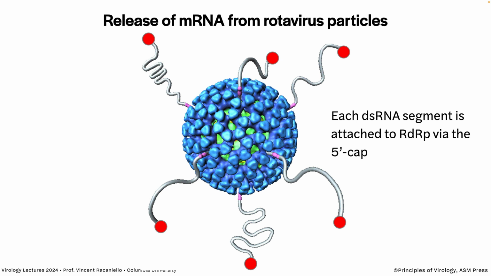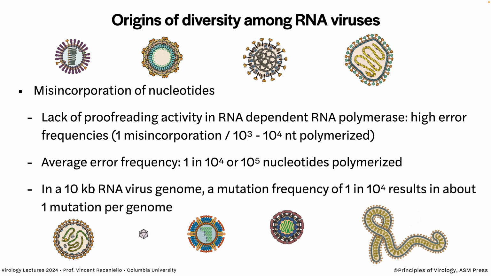All right, finally, last topic for today. RNA viruses are unusual. They undergo a lot of mutation and recombination. Where does that come from? First of all, mutation comes from misincorporation of nucleotides by the polymerase. All polymerases make errors, but RNA polymerases don't have error correction mechanisms to remove the error. And so the error frequency of a polymerase in an RNA virus is one mistake in 10,000 or 100,000 bases. So in a 10,000 base genome, a mutation frequency of 1 in 10,000 means one mutation per genome.